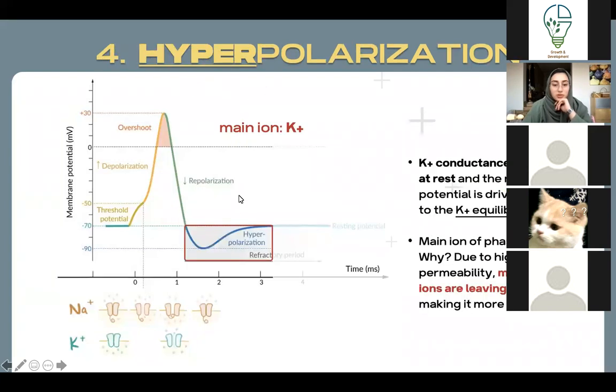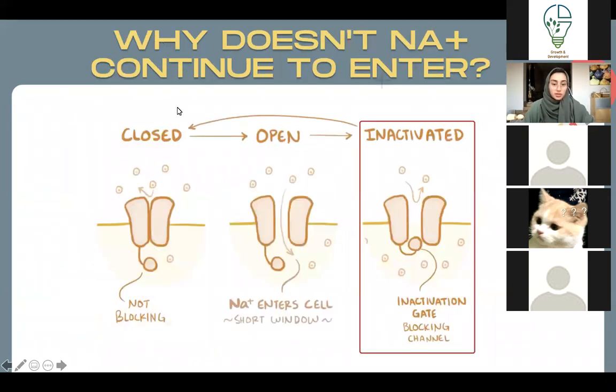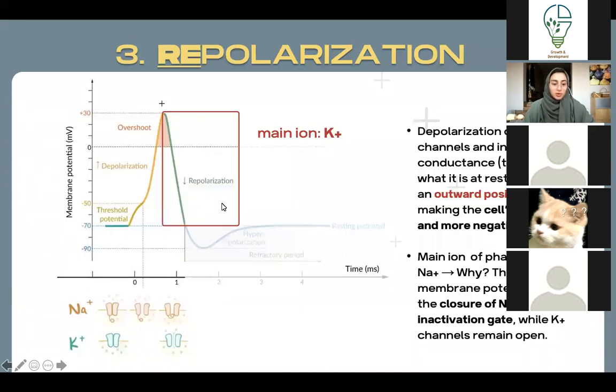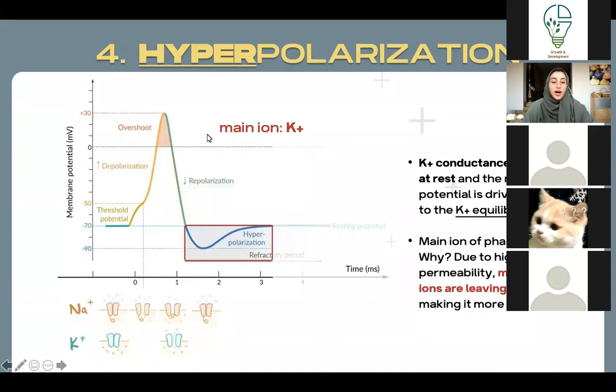Okay, so we depolarized the cell, right? We repolarized it, so now we reach the resting membrane potential again. And now we're going to hyperpolarize it, okay? So hyper means more than normal, right? So hyperpolarized, so making it more negative than the resting membrane potential, okay? So more negative than the resting membrane potential.